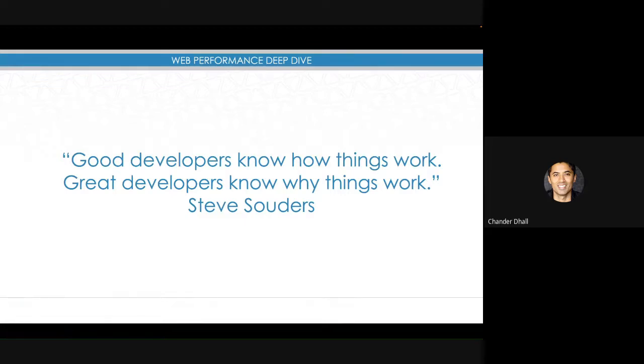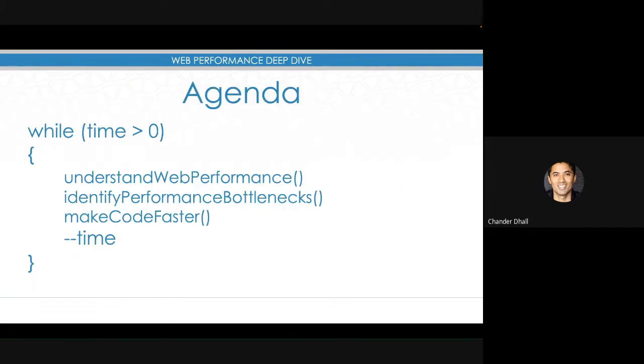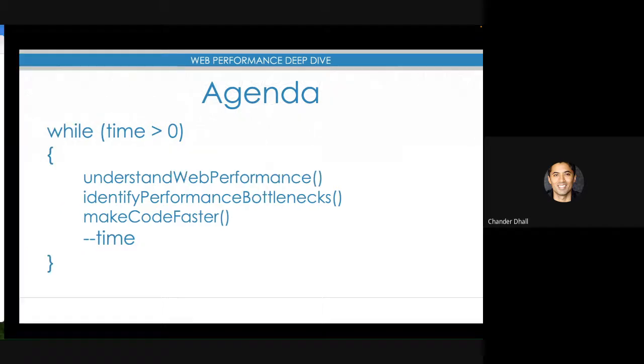One thing to keep in mind is, good developers know how things work and great developers know why things work. And that's more important. Today I'm also going to show you how you can make some of this happen on your own. We're going to understand web performance, identify any kind of bottlenecks we have, try to make our code faster, and repeat it in kind of a loop. So let's get to code.